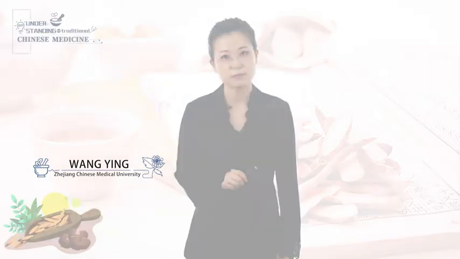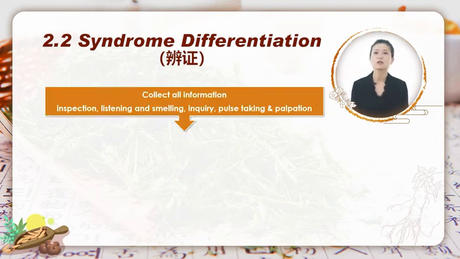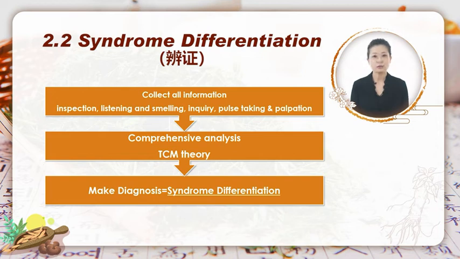Okay, after being clear about syndrome, I think it is easier to understand what is syndrome differentiation. When a TCM practitioner sees a patient, he will try to collect all the information by inspection, listening and smelling, inquiring, pulse taking, and palpation. Those are the four diagnostic methods in TCM. When he gets all the information, he will make a very comprehensive analysis of this information with theories of TCM. After that, he will figure out the syndrome of the patient. The whole process is syndrome differentiation.